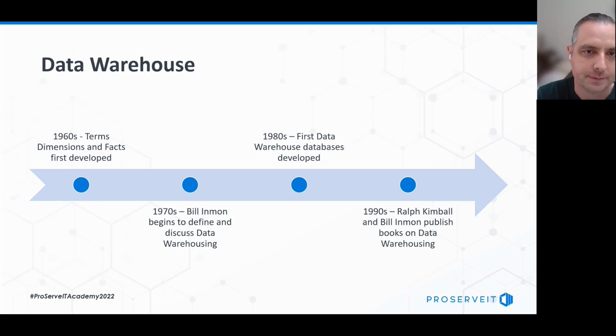So the traditional data warehouse, real briefly, spans all the way back to the 1960s. The terms dimensions and facts, which we talked about in the last session, were first developed then. Then you have Mr. Bill Inmon in the 1970s, starting to define and discuss what data warehousing is and why it's going to be useful. In the 1980s, you have the first software applications that are true data warehouses being developed. And in the 1990s, you've got what are considered the grandfathers or godfathers of data warehousing, Ralph Kimball and Bill Inmon, publishing their books and their takes on data warehousing.